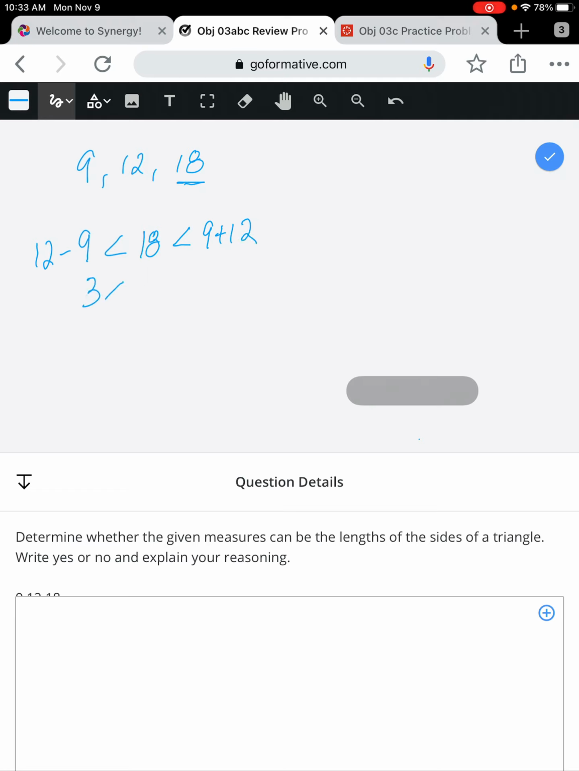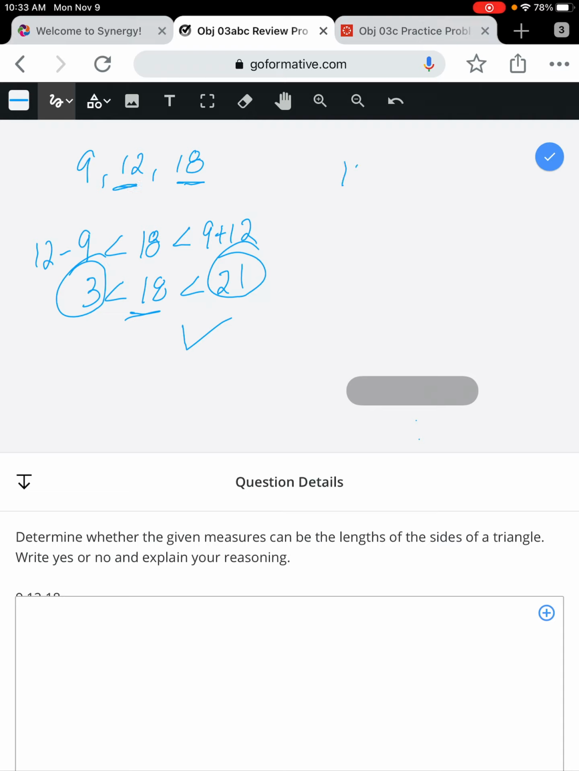12 minus 9 is 3, and 9 plus 12 is 21. Is my third side between 3 and 21? Absolutely. So yes, it can be a triangle because it's greater than the difference and less than the sum of the other two sides. And it doesn't matter which one you picked.